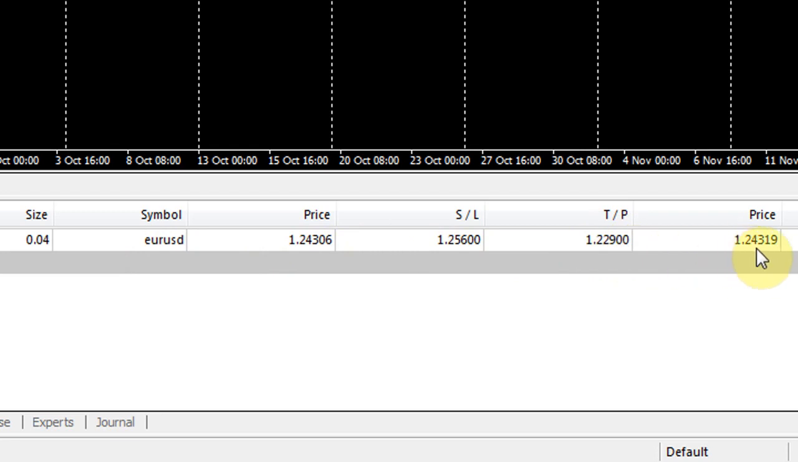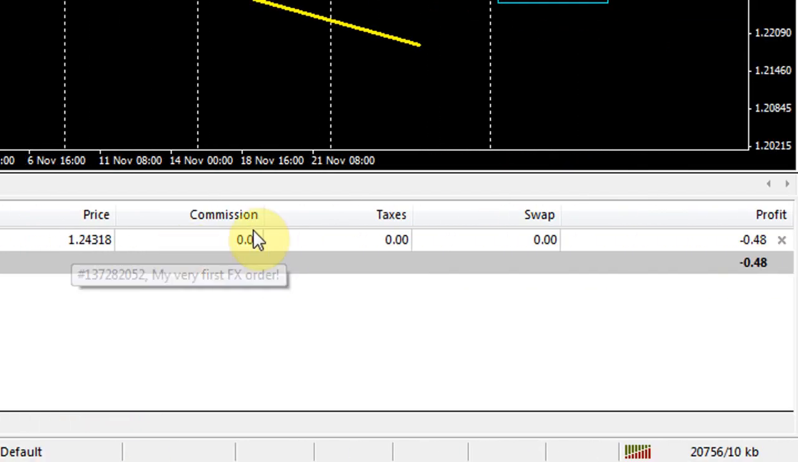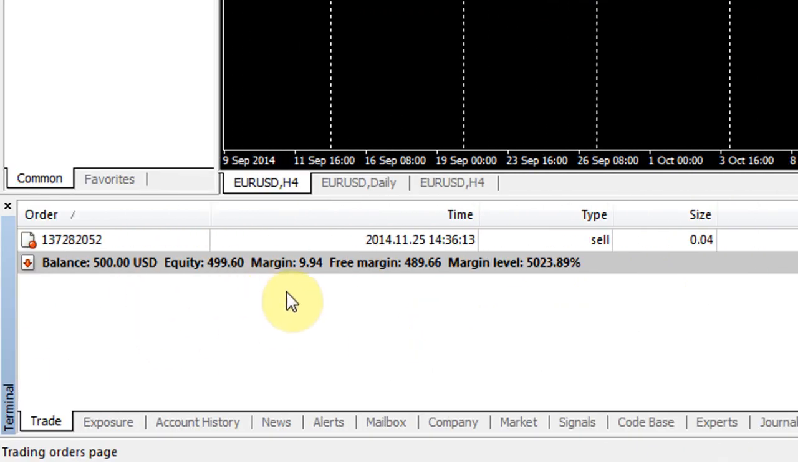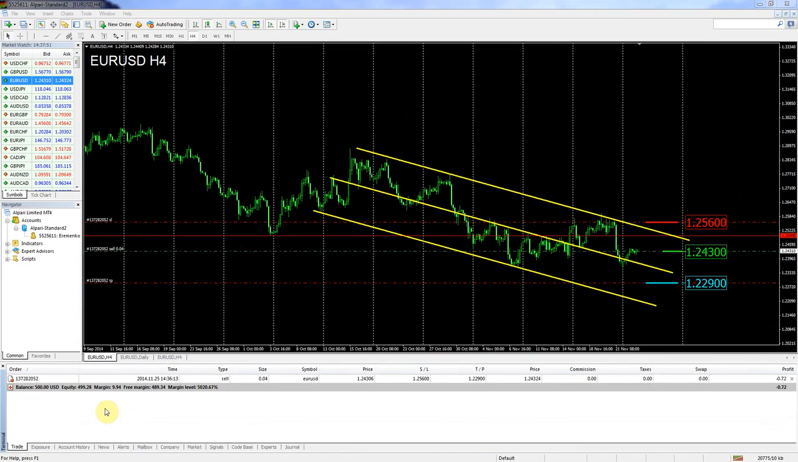This price is the current price, then commission, taxes, and swap. And our current profit's a bit negative. That's because of the spread. Here you've got information: equity, margin, free margin, and balance. So that sums it up for today. We're going to leave the order for a few days and then come back and see how it went. Hopefully it will have closed at take profit by then.